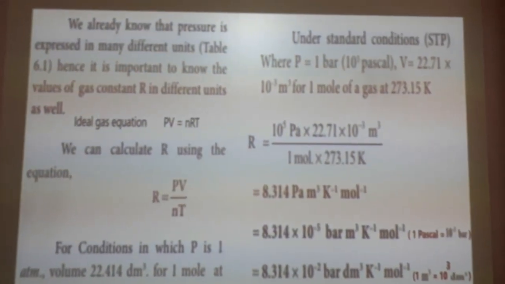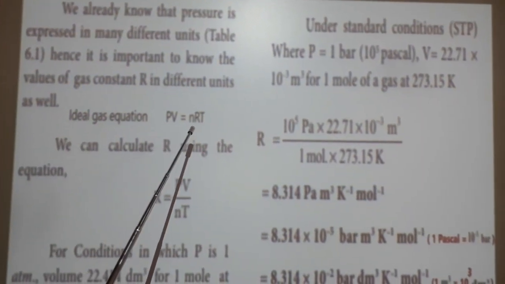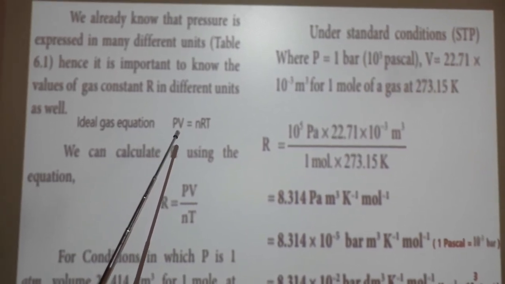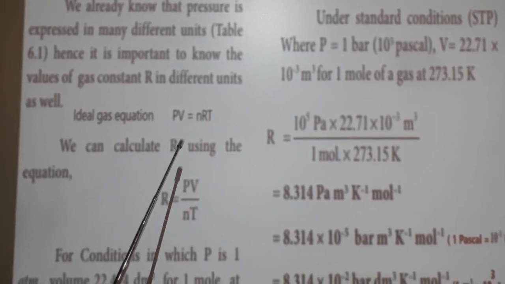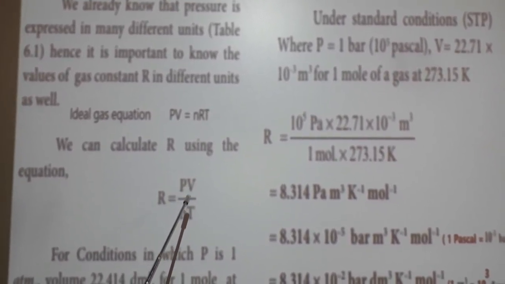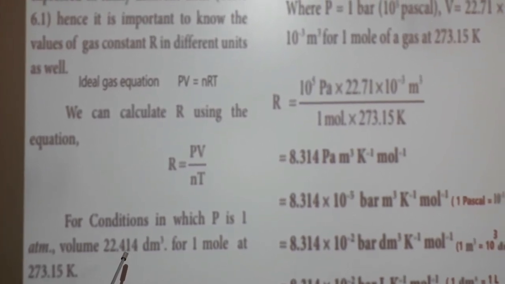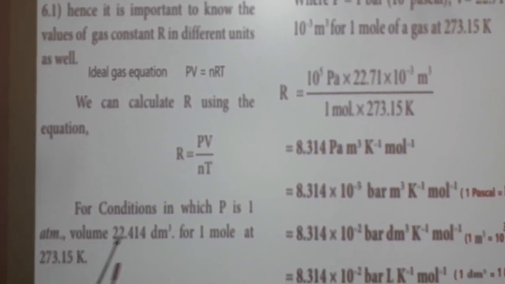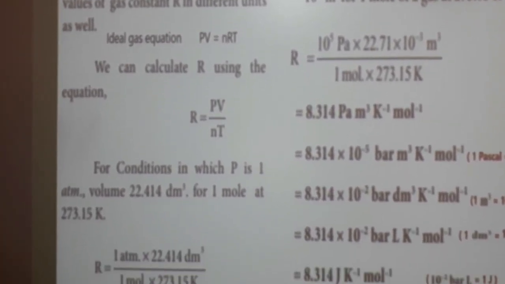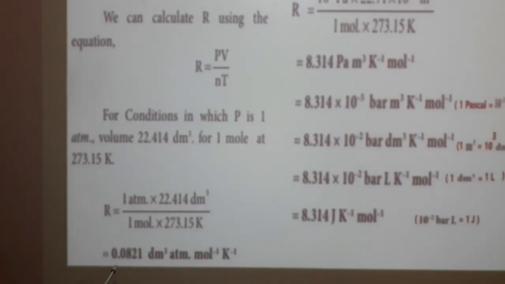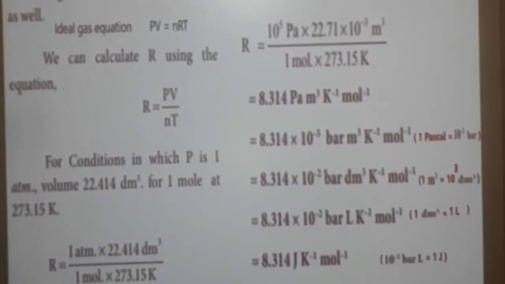Before the problems, we have to know about the gas constant value. First of all, the ideal gas equation: PV equal to nRT. P means pressure, V means volume, n means number of moles, R means gas constant, T means temperature. From that equation we get R equal to PV by nT. Now P is 1 atmosphere, volume is 22.4 decimeter cube, number of moles is 1, and the temperature is 273.15 Kelvin. Substituting these values, we get R as 0.0821 decimeter cube atmosphere mole minus 1 Kelvin minus 1.